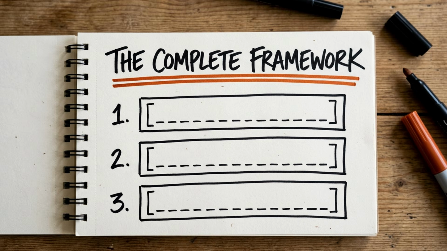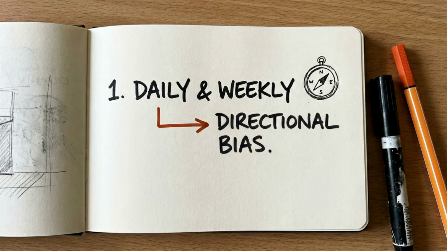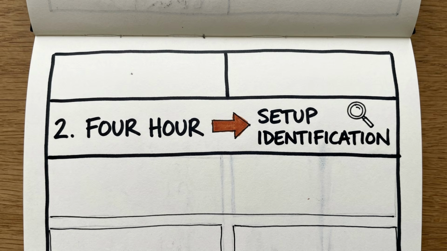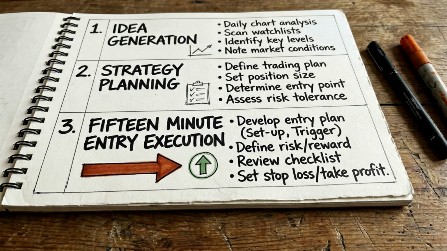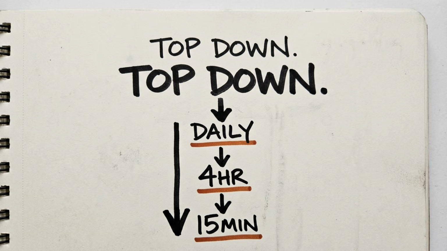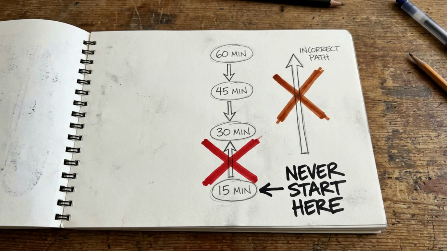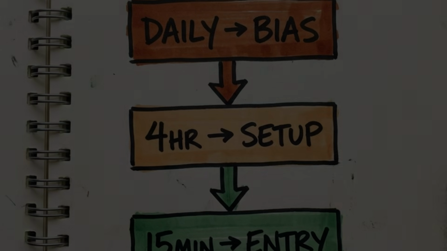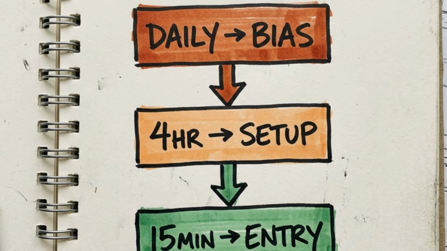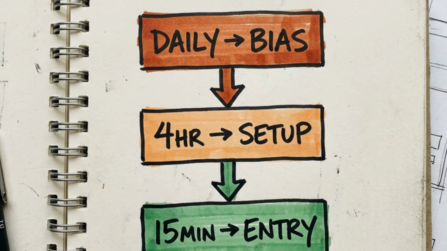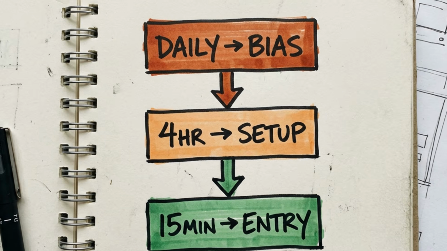Here's your complete framework. 3 time frames, 3 roles. Daily and weekly for directional bias. Which major liquidity pool is being targeted next? 4-hour for setup identification. Which specific level is about to be swept? 15-minute for entry execution. Confirmation candle after the sweep closes back above the level. Top down. Always top down. You never start from the bottom. You never look at the 15-minute first. Context flows downward, bias from the daily, setup from the 4-hour, entry from the 15-minute, in that order, every single trade.